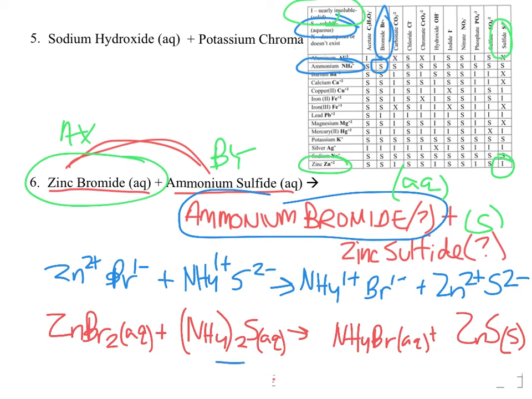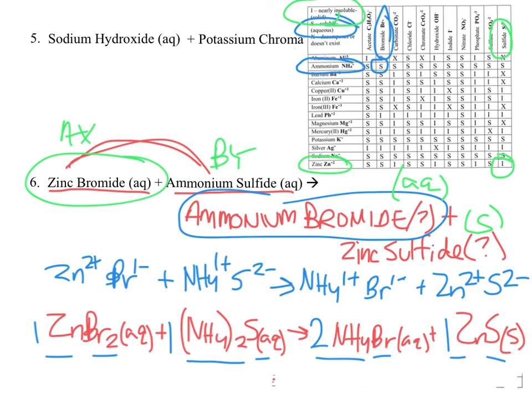Now that we have that, all we need to do is balance this up. Well, there's 2 ammoniums here, so if I put a 2 here, that's going to give me 2 ammoniums and 2 bromines. 2 bromines there, 1 zinc, 1 zinc, 1 sulfur. This balances out. 1, 1, 2, 1. And there you have it. That goes through all our examples of double replacement reactions.